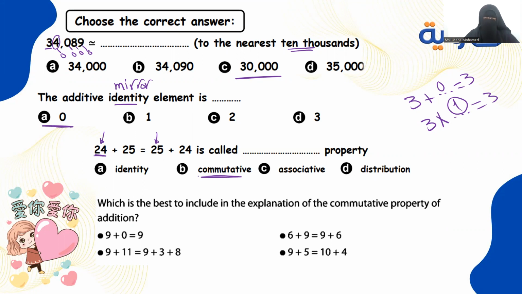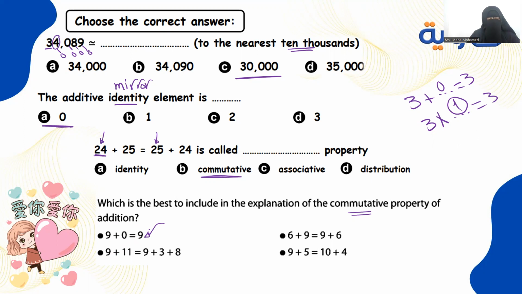Don't forget this. Now let's move to the next question, which is the best to include in the explanation of the commutative property of addition. Let's start. Let's see these choices, okay? And talk about them. 9 plus 0 equals 9. Oh, this is which property? Did you remember? Okay, this is the additive identity.